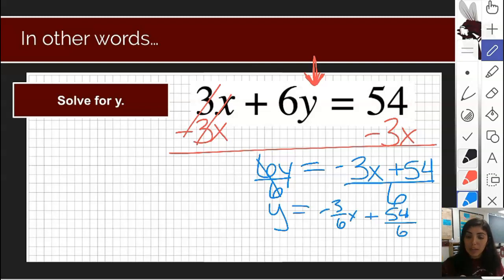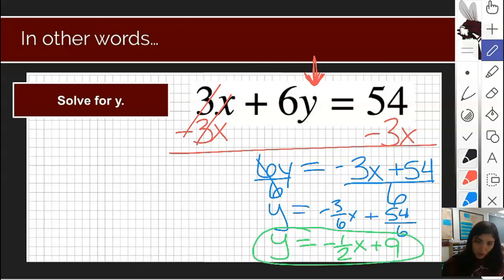I'm going to do negative 3x divided by 6, or negative 3/6x, and 54 divided by 6 as two separate problems. But luckily, I know that negative 3/6 is really just another reduced form of negative 1/2. I can reduce 3/6 to 1/2. And 54 divided by 6, or 54/6, that reduces down to 9. And that right there, my friends, is solved for y.